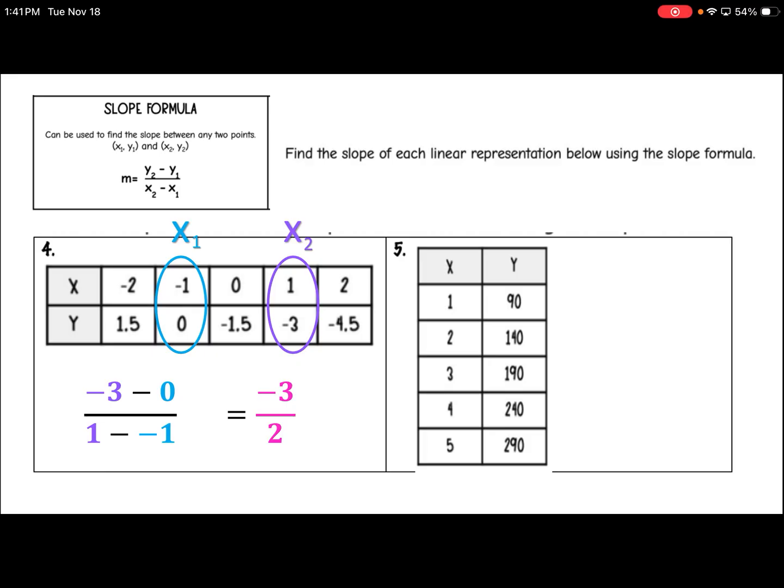So your question is, is this one always second? It doesn't matter which one you call second as long as you call it second the whole time. Okay, and I'll show you an example of that. You try 5 by yourself. See if you can figure out what 5 looks like by yourself. You can pick any points you would like.